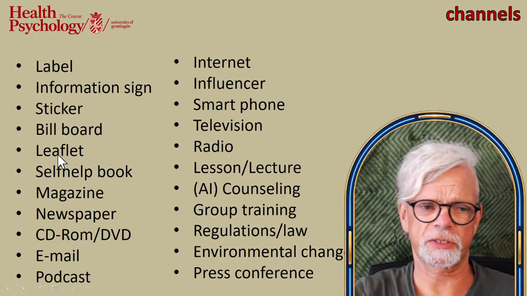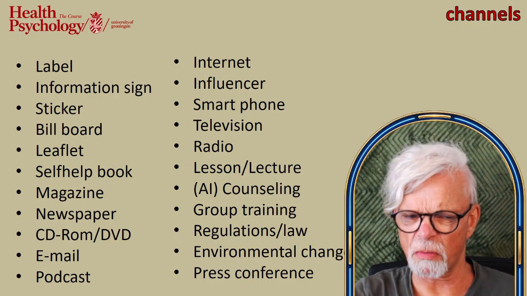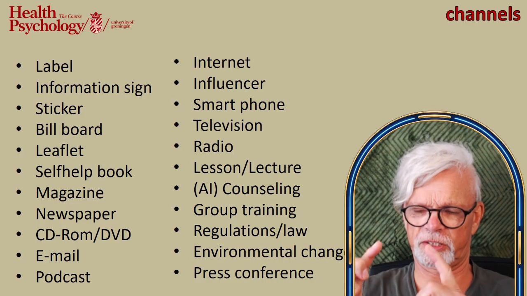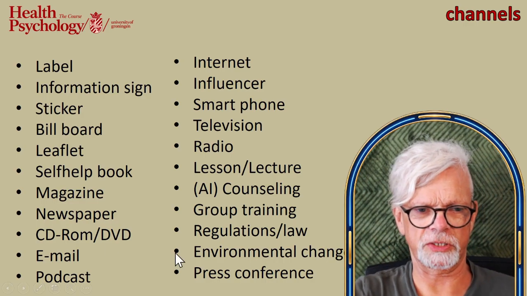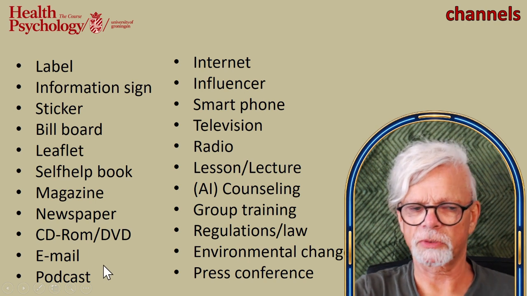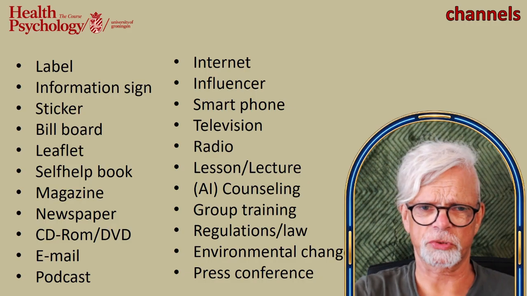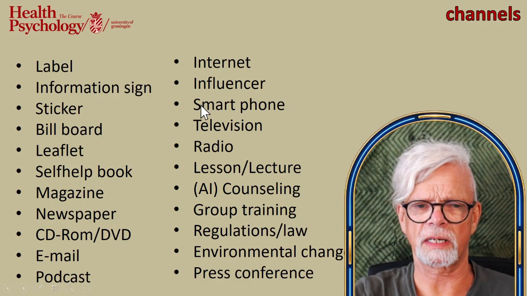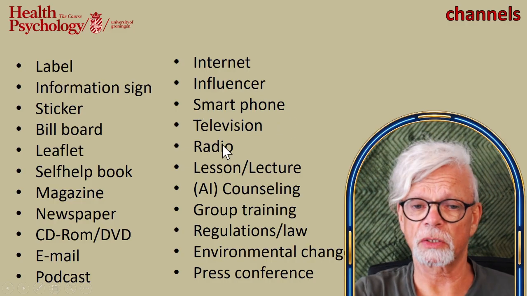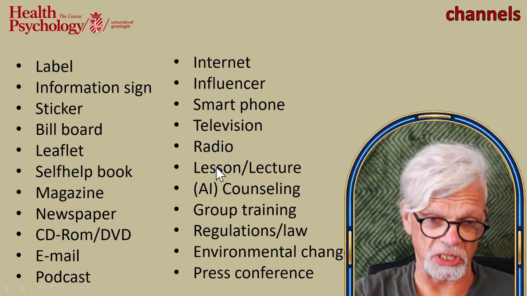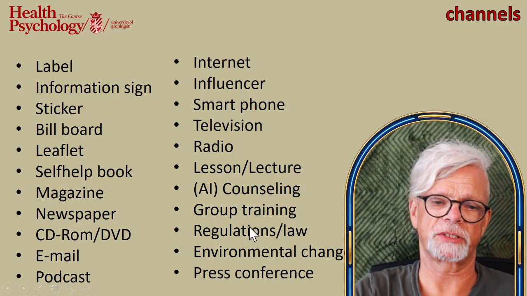We have leaflets. We have self-help books, magazines, newspapers, CD-ROM. CD-ROM? What's that? Well, that's the old-fashioned circle thing with information, of course. Email, podcast, internet, through influencers we can reach people, through smartphones. They provide all kinds of monitoring gadgets. Through television still, radio, lessons, lectures, counseling, also through AI, group training, regulations, law, environmental changes, and press conferences.